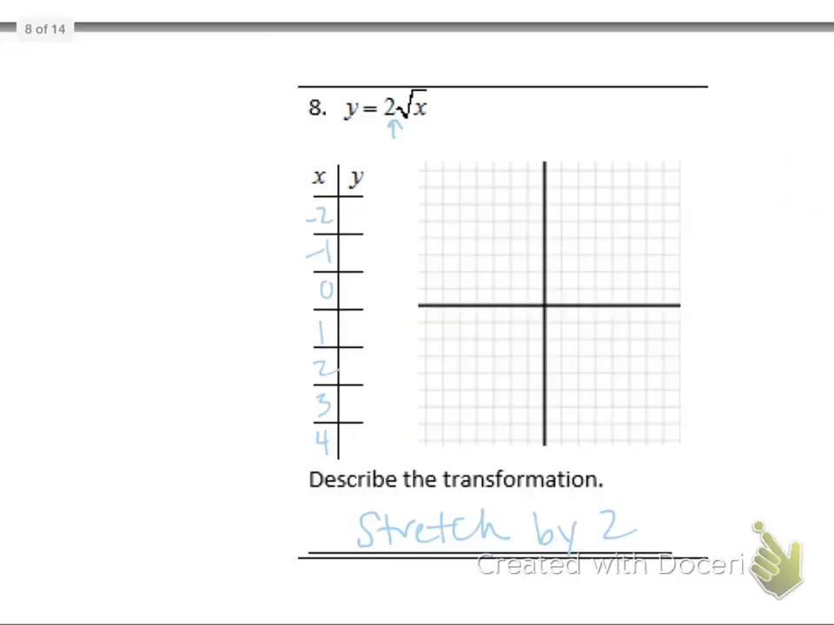If you have a fraction in your graphing calculator, like if you're doing the fraction 1 over 2, type in 1 divided by 2 and then multiply it by the square root of x.